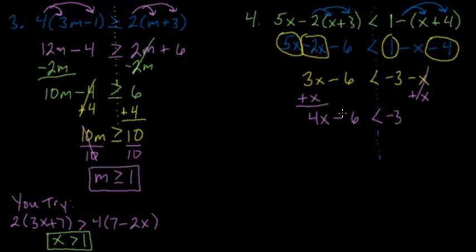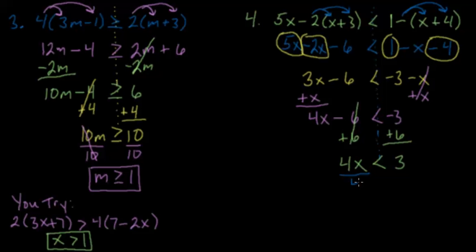So the next thing I'm going to do is cancel this constant. It's a -6, so I'm going to add 6 to both sides. So adding 6 will cancel that out. A -3 plus a 6 gives me a +3. Bring down the inequality, bring down the 4x, and next I need to divide by 4 to isolate my x, or get my x by itself.